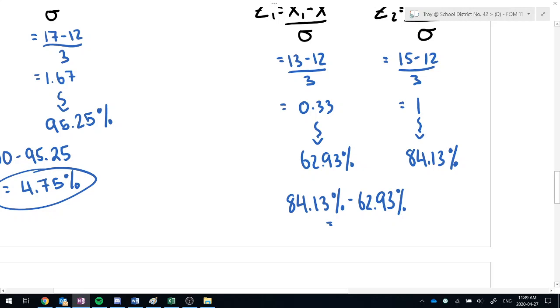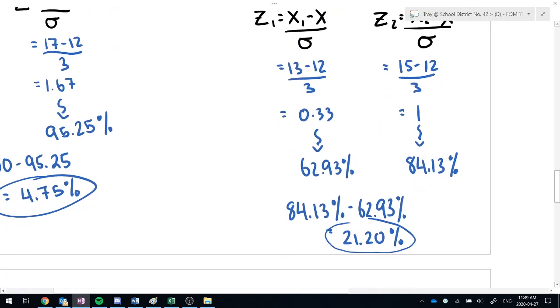Okay, and I'll just grab my calculator here, make sure I don't make any mistakes. So we get 21.2%. So there's a 21.2% chance that you will be sick for between 13 and 15 days. Okay, so I hope it makes sense when I say that we're not doing anything new, especially compared to the last section. We're just now using what we've learned in the last section for some word problems.